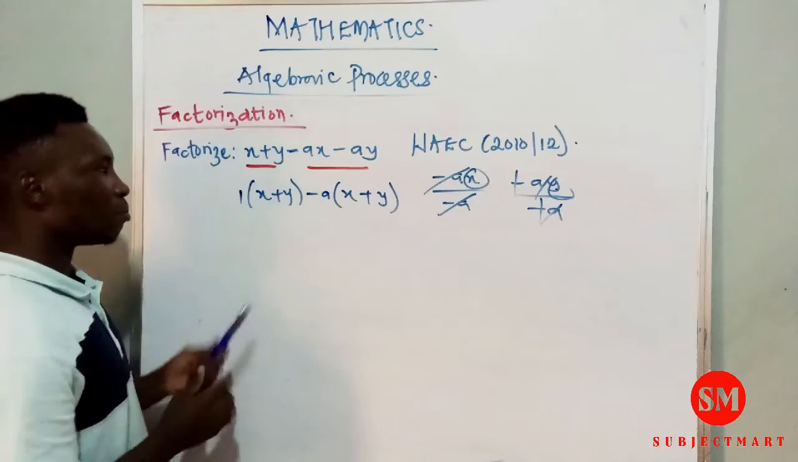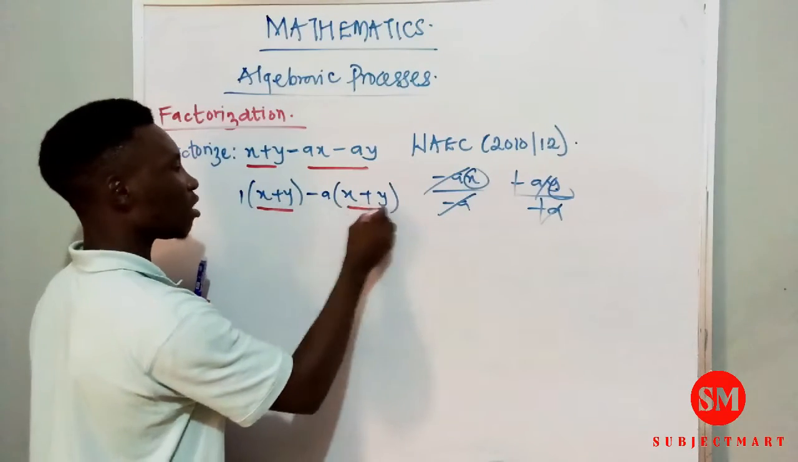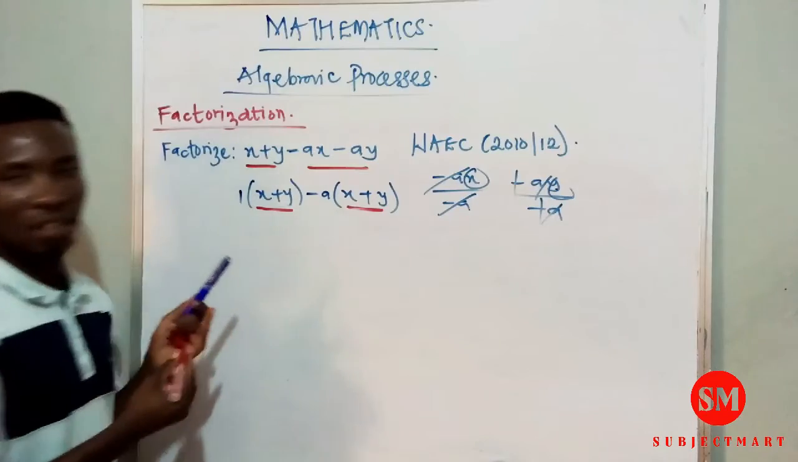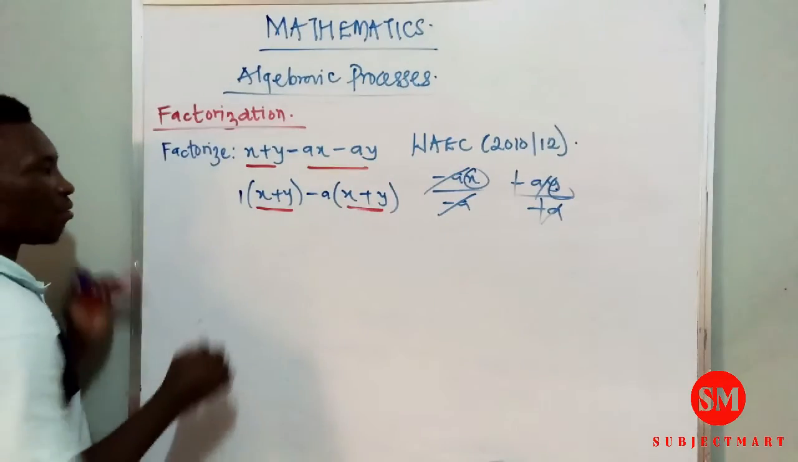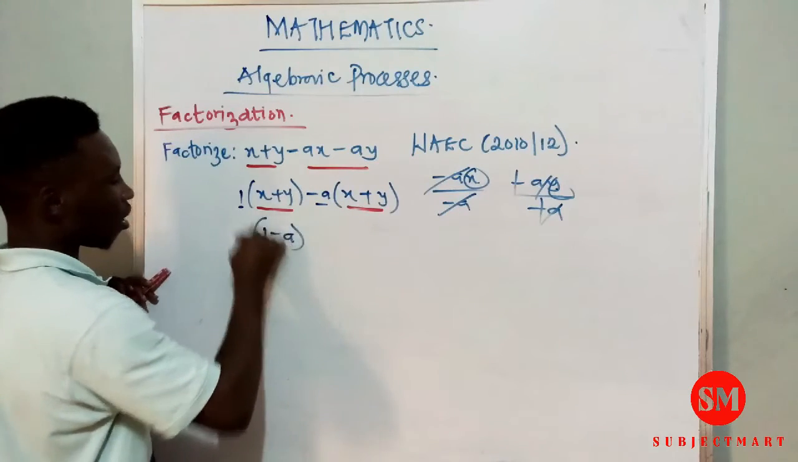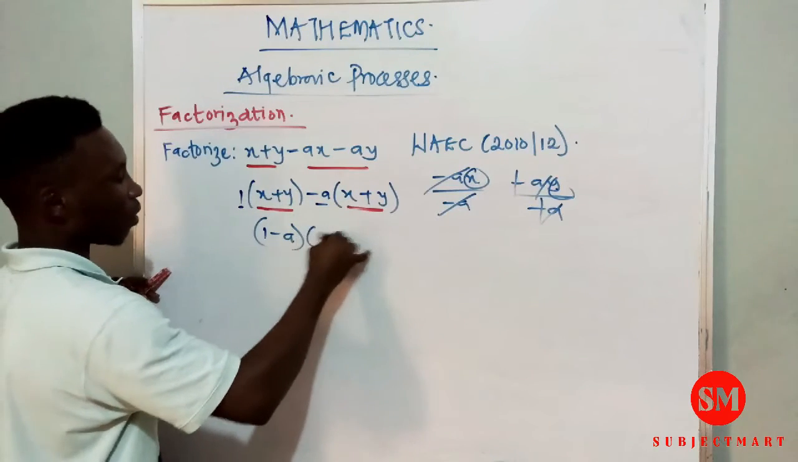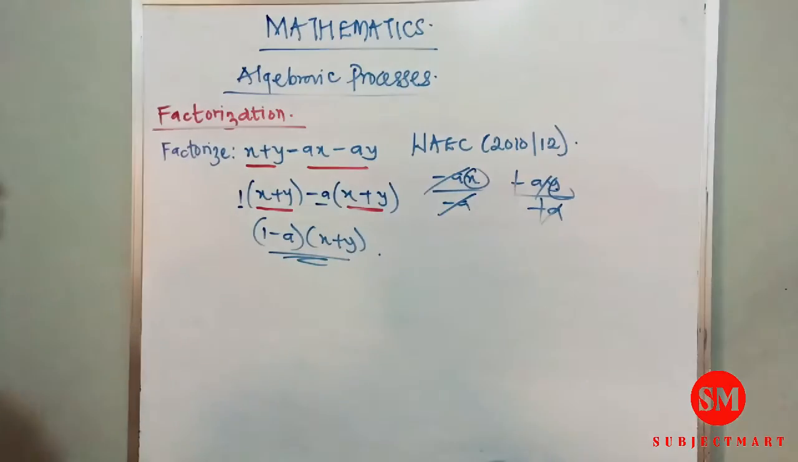Whenever you are factorizing, please pay attention. What is here should be the same as what is here. If you have a sign difference, then there is an issue. There shouldn't be any sign difference. So at this junction, you pick this particular one, that is 1 minus a, and also pick this particular one, x plus y. And this gives us our final answer.